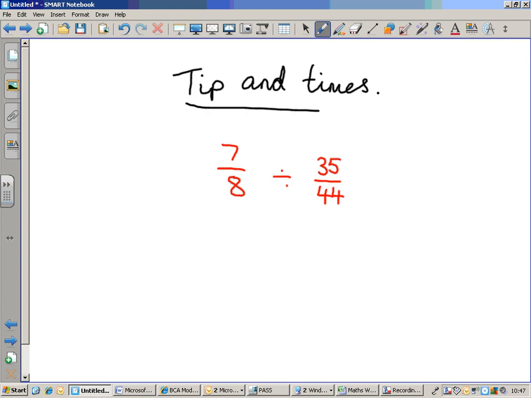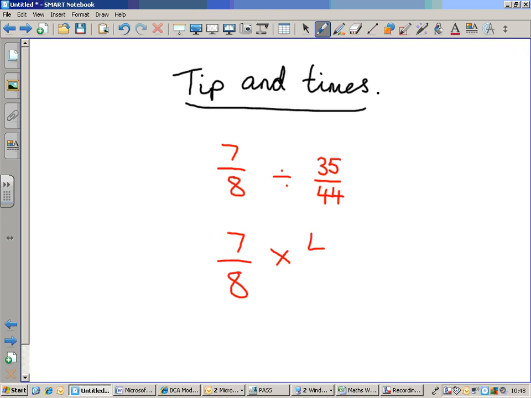In black at the top it says Tip and Times. That nice Mrs. Gibson who knows about these things helps her children remember what to do with that little three-word phrase, tip and times, because what you're doing when you divide fractions, actually, the best way to divide fractions, the easiest way to divide fractions is not to divide them. The best way to do it is to turn the divide sign into a multiply and tip the fraction that follows it upside down.